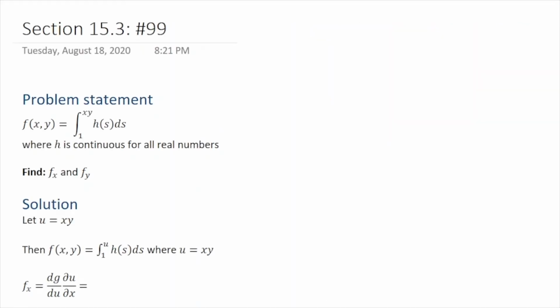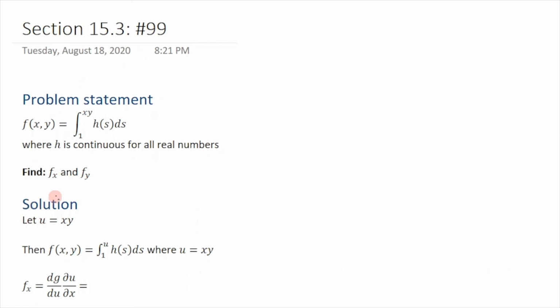Problem 99 in 15.3 gives you a function f of xy as an integral of some function h from 1 to x times y, and h here is an arbitrary continuous function, which is continuous for all real numbers. And then the question asks to find partial f partial x and partial f partial y.